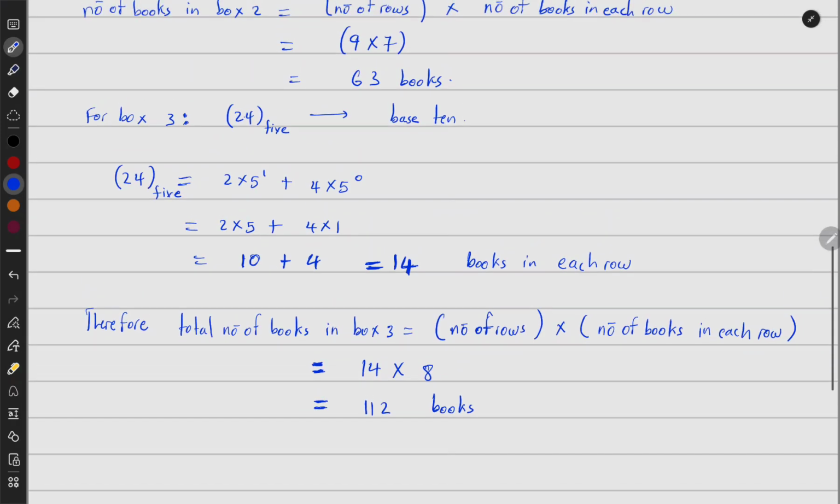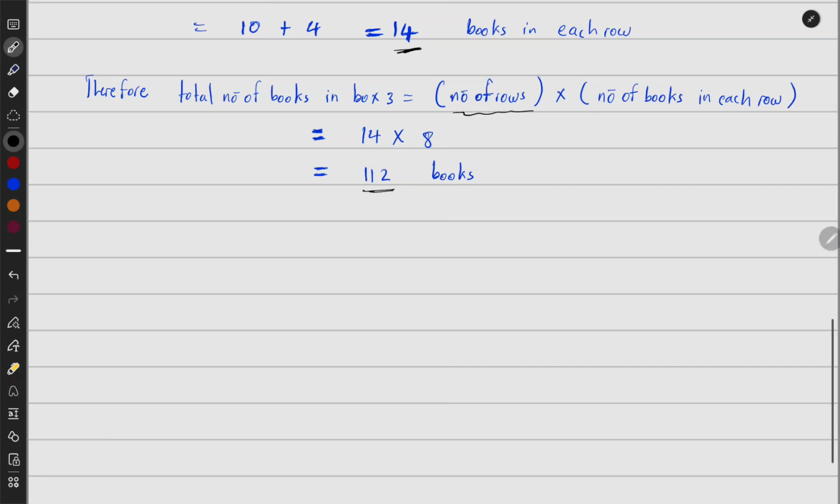So you find that for box 3, this is what we shall do. We shall first convert the 24 books in each row in base 5 to base 10. So there will be 14 books. Then we can calculate the total number of books in box 3 using the number of rows times the number of books in each row. Something like that. Okay, so let us proceed.